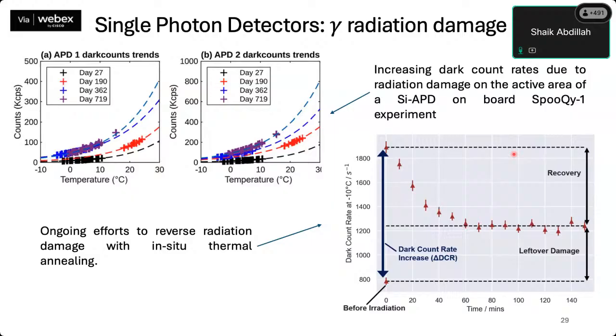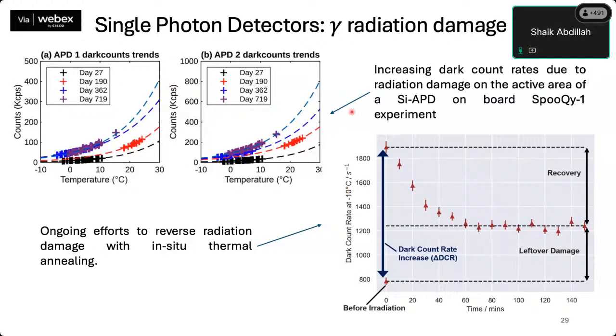This is a research initiative that was done on the ground with our group. What we did was repeatedly heat up the detectors to around 50 degrees Celsius, and then cool them down using the thermoelectric coolers. We see that we can actually reverse the radiation damage on the APDs. Further results from another experiment currently being done at the University of Illinois show even lower dark count rates after annealing that is done in situ, in orbit.